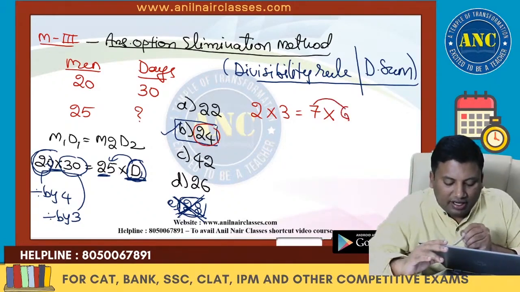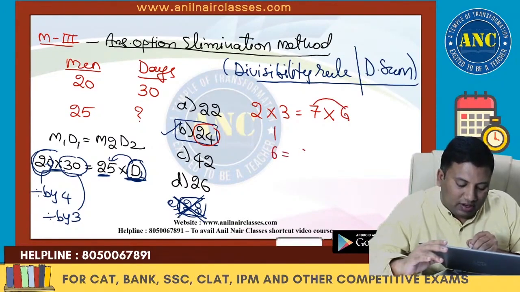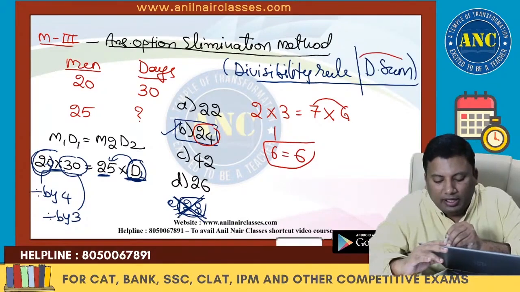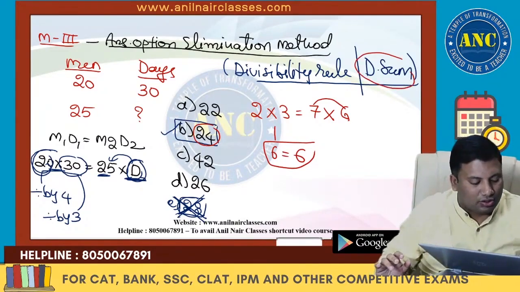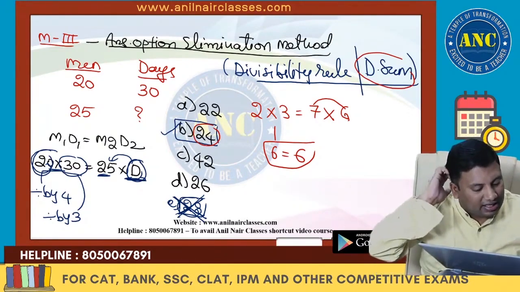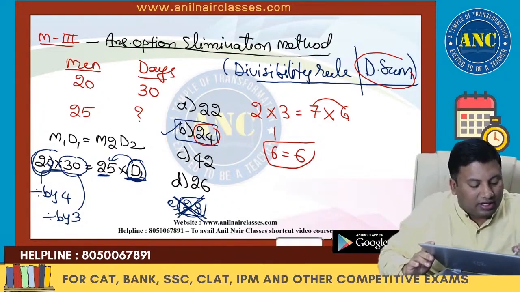7 6s are 42. 4 plus 2, 6 equivalent to 6. Digital sum can be used extensively in time and work related problems also. I hope the idea is clear. 20 into 30 equivalent to 25.